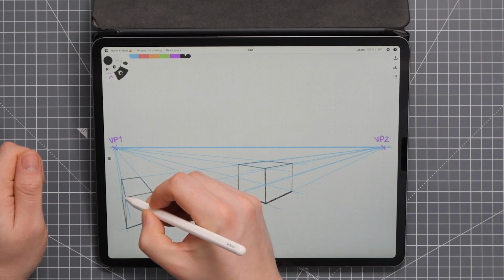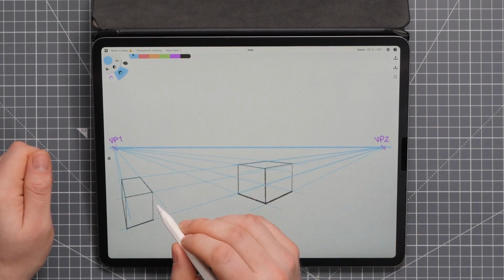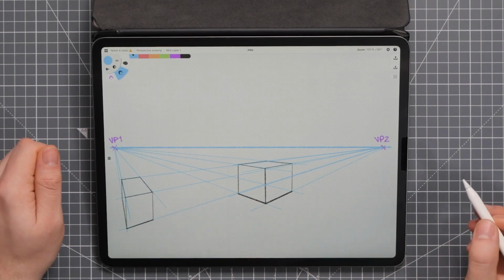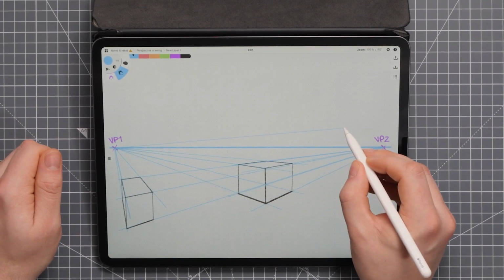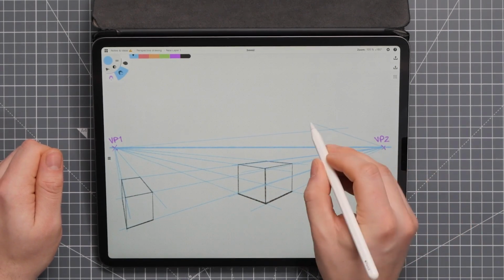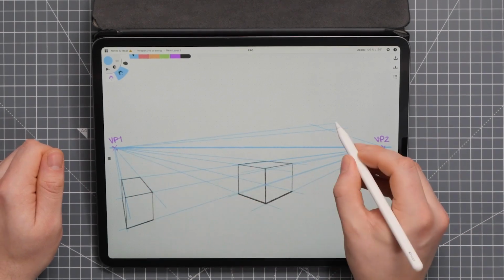As you can see with the second box, the closer we move things to one of the vanishing points, the more distortion will appear. Usually, at least one of the vanishing points is placed beyond the picture plane or the canvas because of the way we see things in real life.